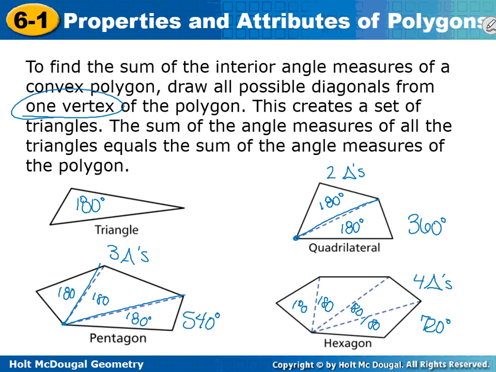So do you see a pattern based on each shape? How many sides does a triangle have? 3 sides, and it was 180. The quadrilateral had how many sides? 4 sides, and it was 360. The pentagon had how many sides? 5, and it was 540. Hexagon has how many sides? 6, and it was 720.